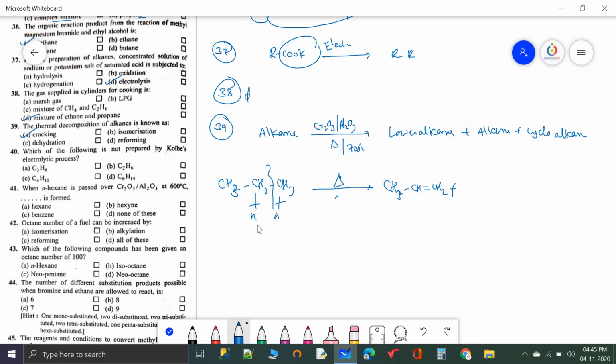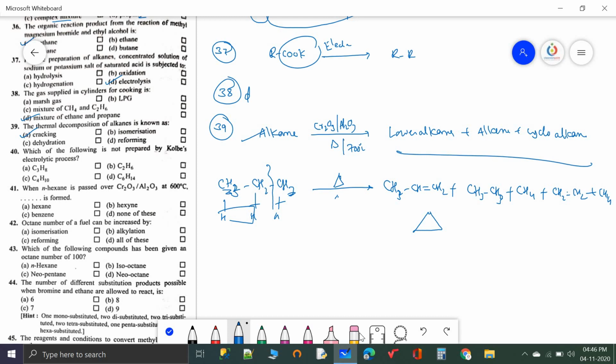Plus, if this bond is broken, then here you will get one ethane molecule plus this becomes the methane molecule. And after breaking of this bond, if the carbon-hydrogen bonds are broken here, then you will get the ethene molecule plus the methane molecule. If this hydrogen and this hydrogen are broken, you will get the cycloalkane molecule. So n number of possibilities are there. That's why in cracking we get a mixture of compounds.